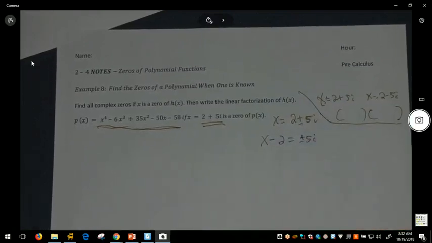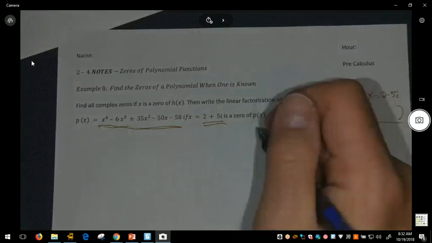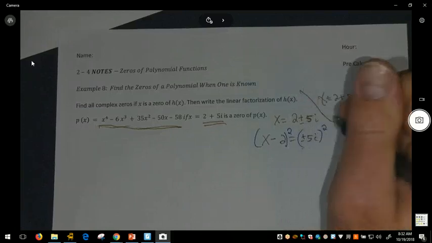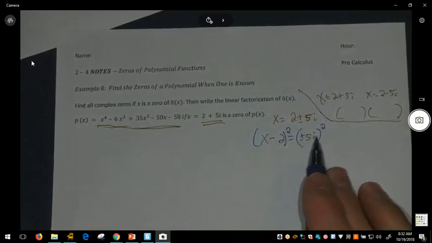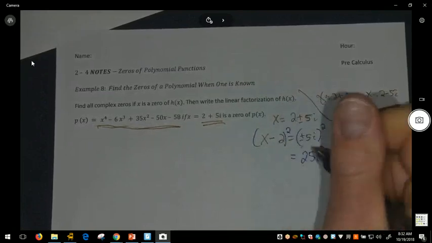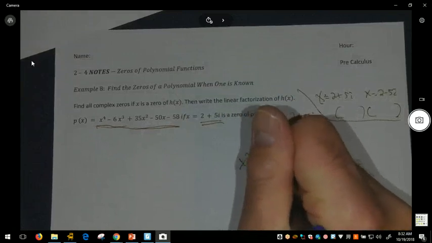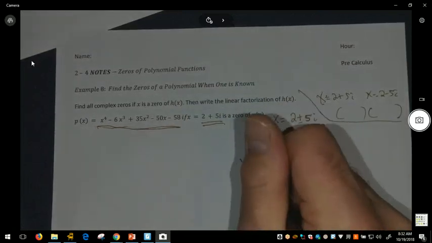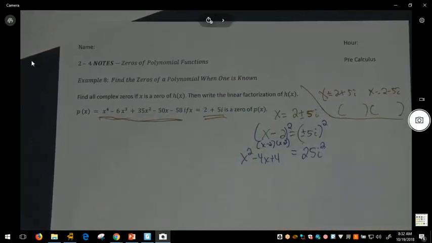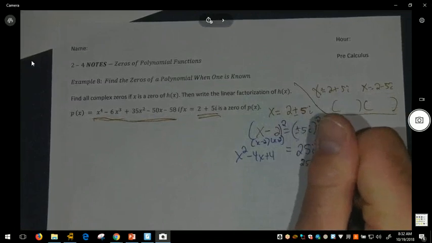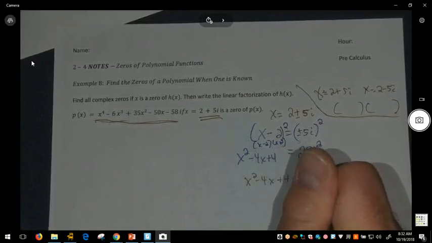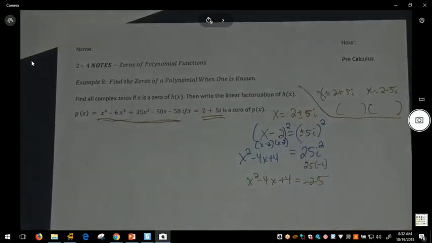I'm now going to square both sides, because that's what they did that gave us the plus or minus 5i, was they took the square root. When I square positive or negative, it comes out positive. 5 squared is 25, and i squared is i squared. On the left, I have x squared minus 4x plus 4 if I expand this as x minus 2 by x minus 2. i squared is equivalent to negative 1, so this is 25 times negative 1. Giving me x squared minus 4x plus 4 equal to negative 25.